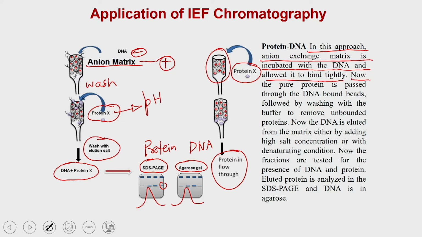Now, the pure protein is passed through the DNA-bound beads, followed by washing with the buffer to remove unbound proteins. Now, the DNA is eluted from the matrix either by adding high salt concentration or by creating denaturing conditions, such as adding urea or GdmCl. That is going to remove the complexes.